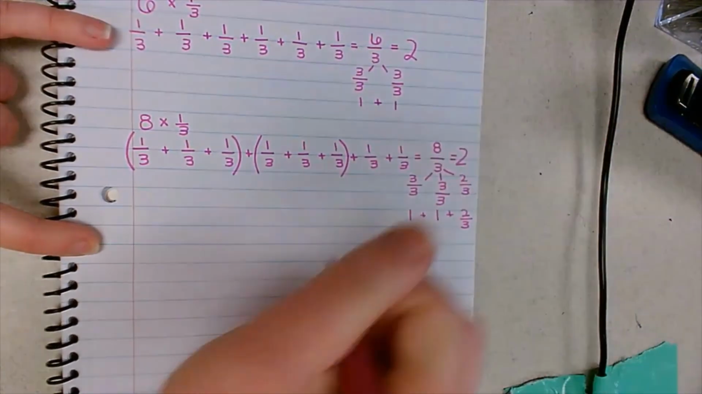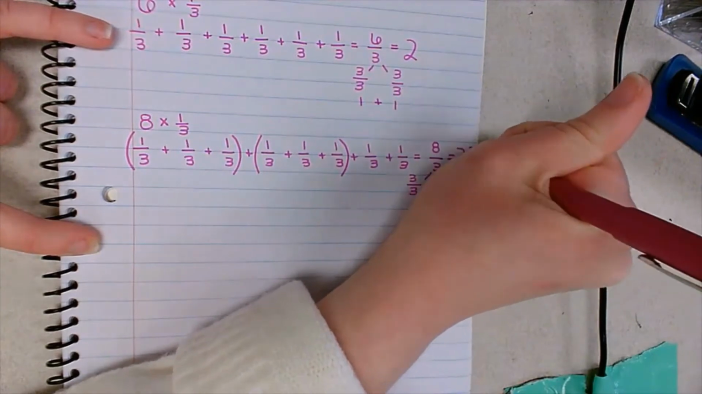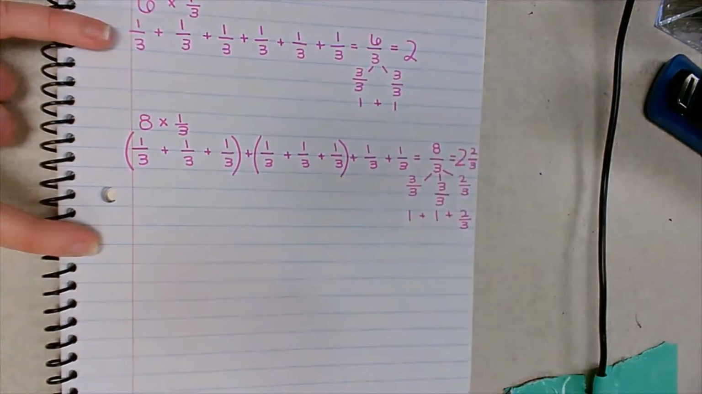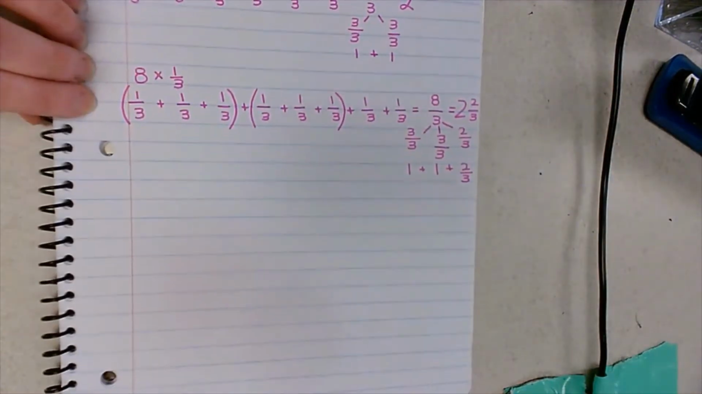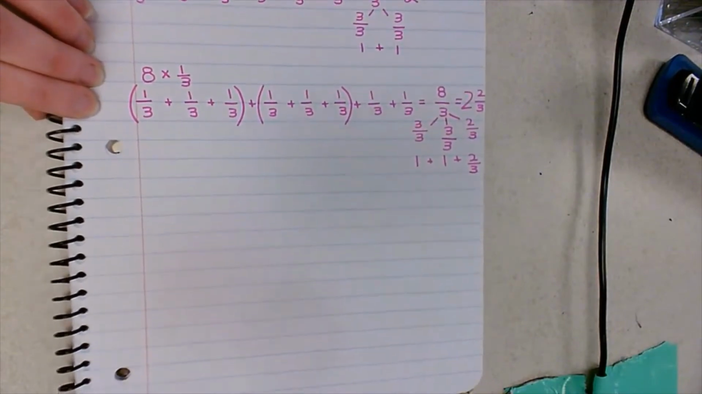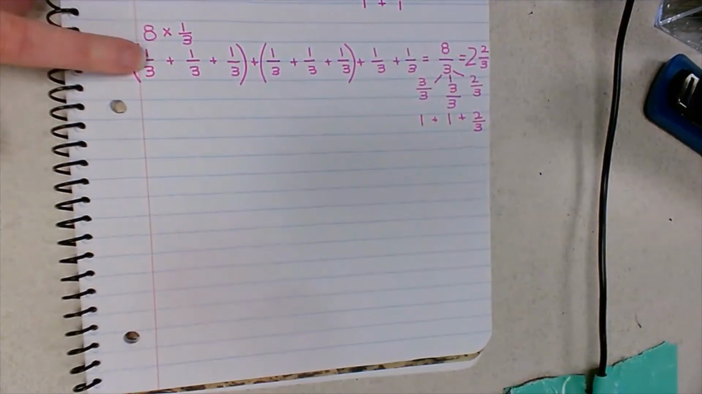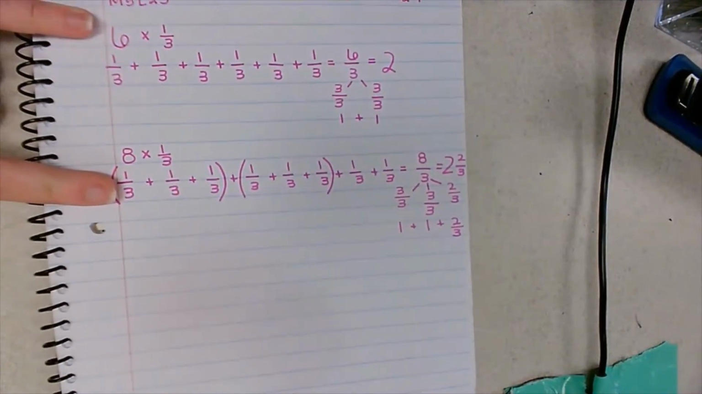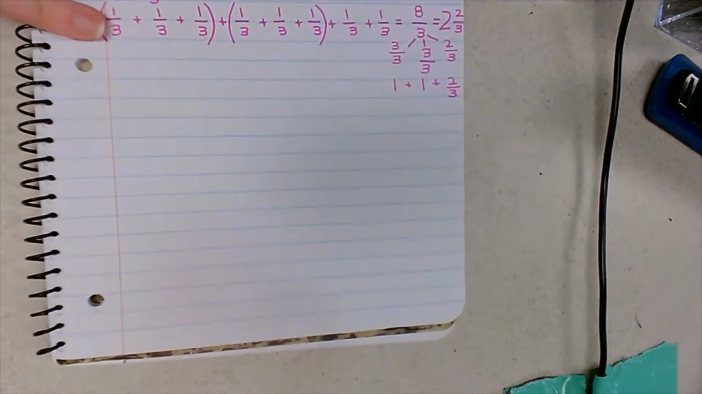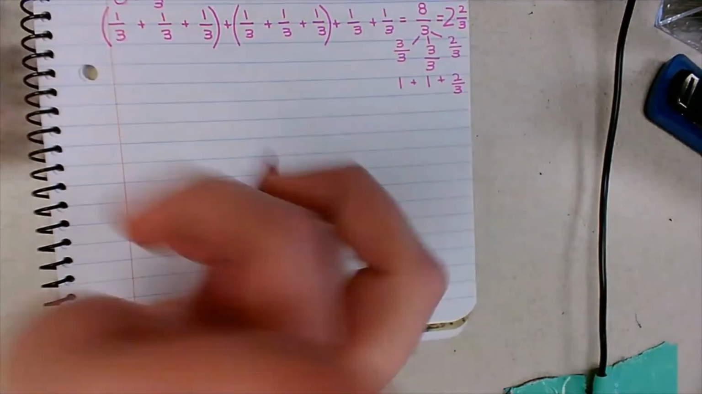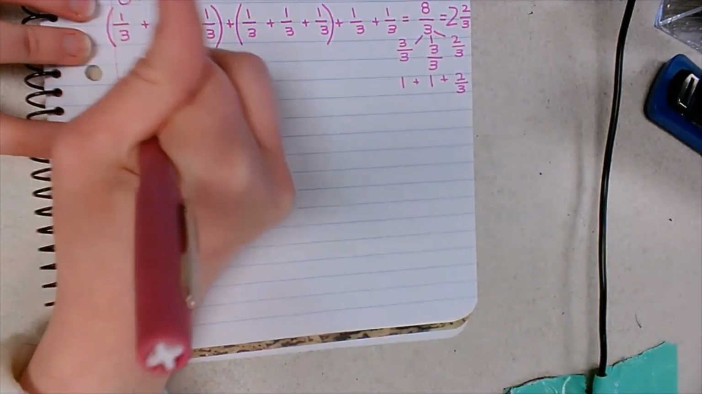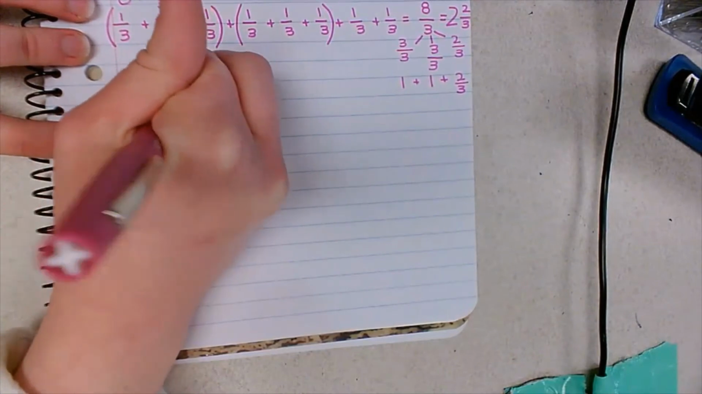2 wholes and 2 thirds. Let's practice this 2 more times. Only for these next 2 problems, we're not going to use repeated addition. We're just going to use our multiplication knowledge to solve. Ready? Let's solve 4 times 1/2.